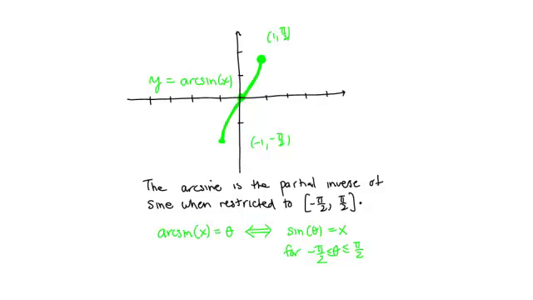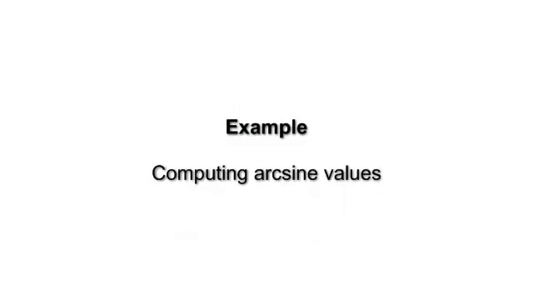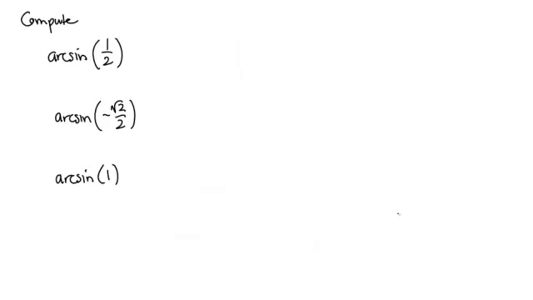So for example, let's try to do a couple of calculations. Let's try to compute the arcsine at 1/2, negative root 2 over 2, and 1. So how could we do this? Well, let's take a look at this first one. Let's call this first value theta. So the arcsine of 1/2 we're going to call theta.